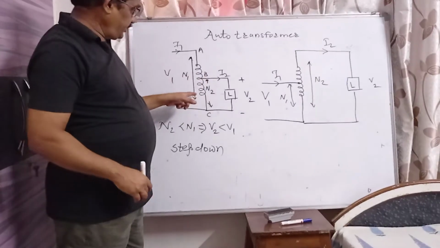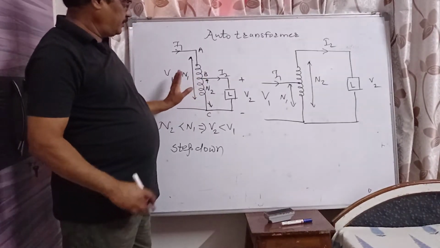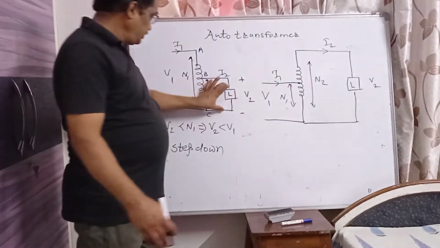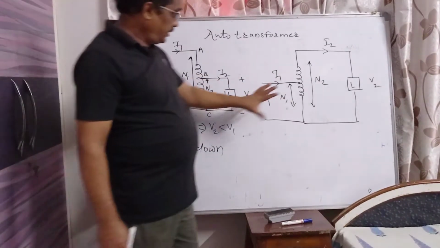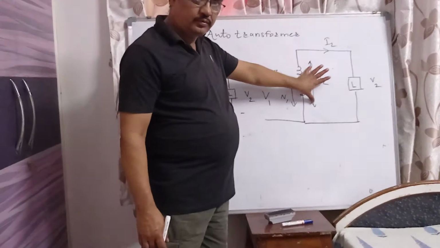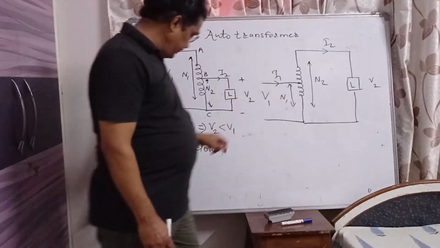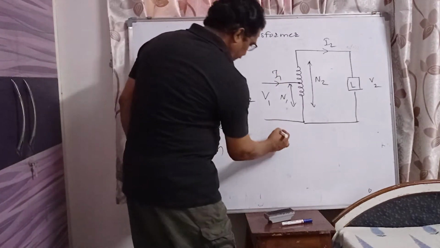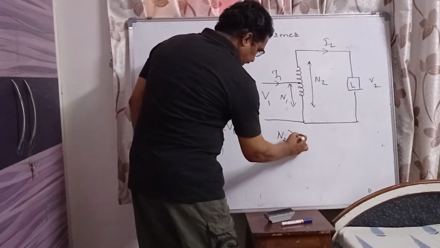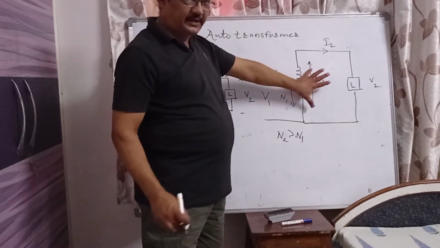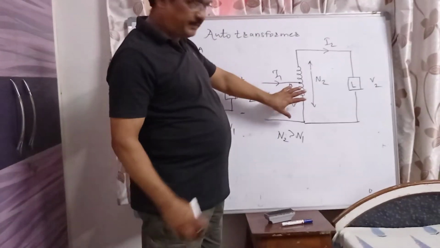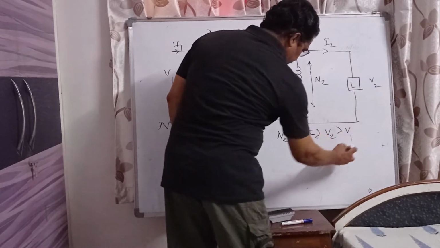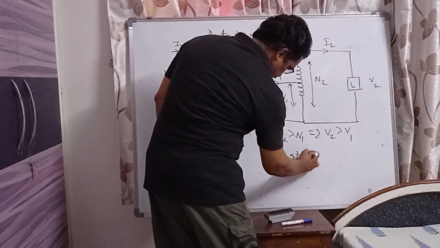Same winding I am using, only the position is interchanged. This position is taken to this side and this position is taken to this. N1 is less than N2, or N2 is greater than N1. So V2 will be greater than V1. Number of turns on secondary is more than number of turns on primary, which will produce secondary voltage greater than primary voltage. So this is known as a step up transformer.